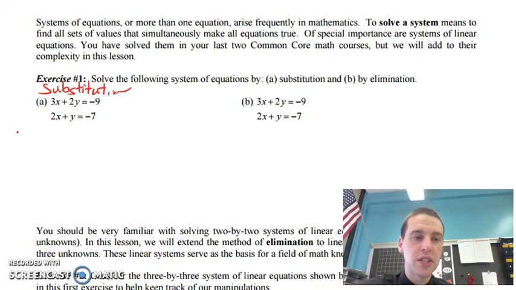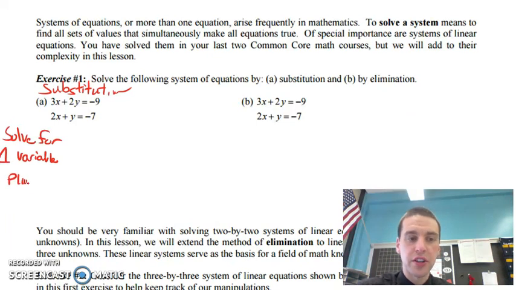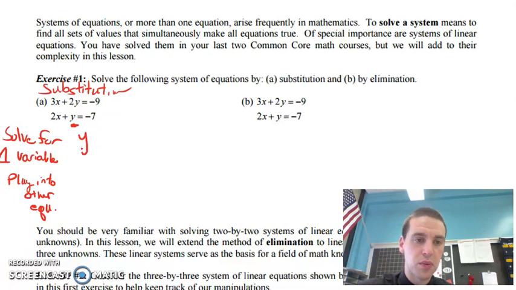Now substitution means that you have to solve for one variable and then plug into the other equation. So which one do you want to solve for? Well, y looks the easiest to solve for. It's already by itself. The coefficient is 1. So I'm going to say y equals negative 7 minus 2x. Now what I'm going to do with that is, y equals that. I'm going to take this and plug it right into y.